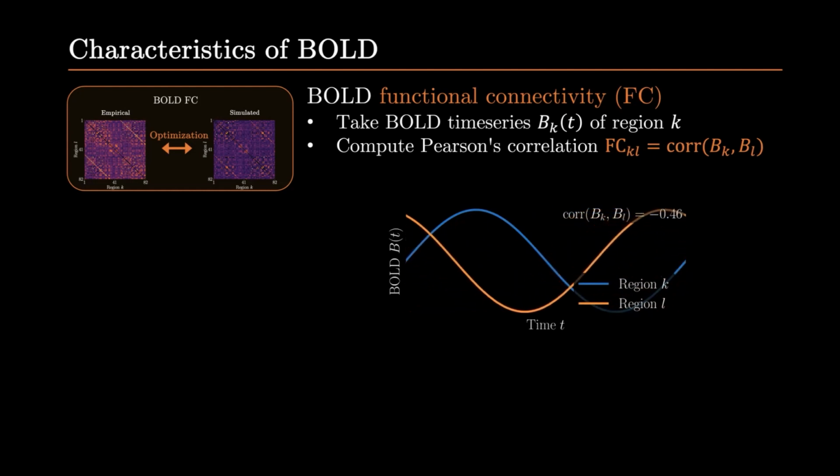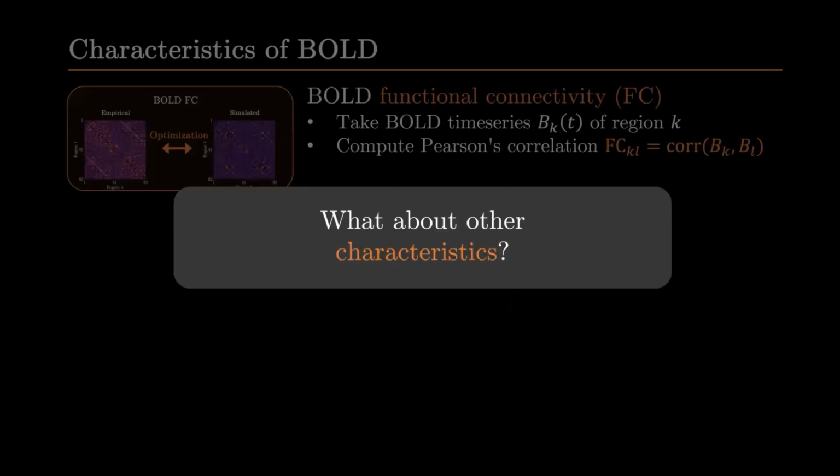So if the two regions would be fully synchronized, the Pearson correlation is 1. If they're in antiphase, the Pearson correlation is -1. Okay, so this is one of the main characteristics of bolts, which we try our simulation to reproduce. Second thing, what about other characteristics?